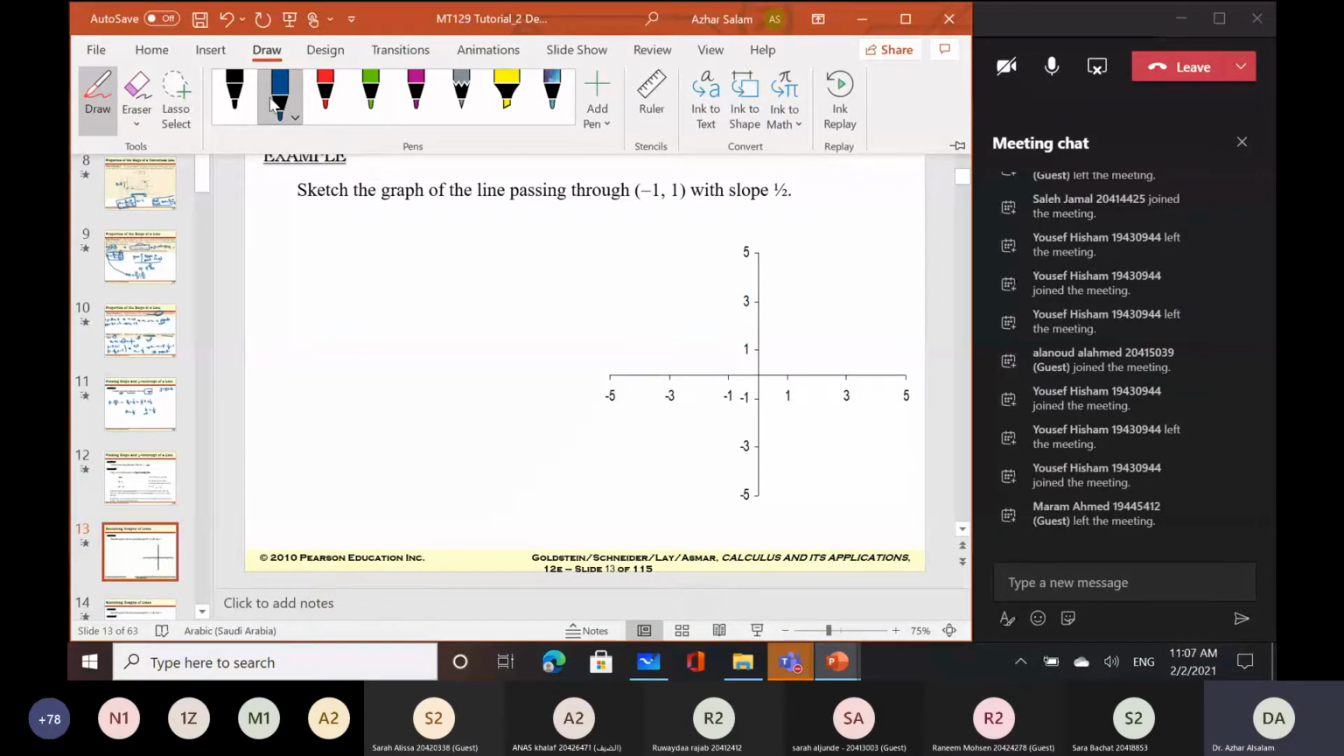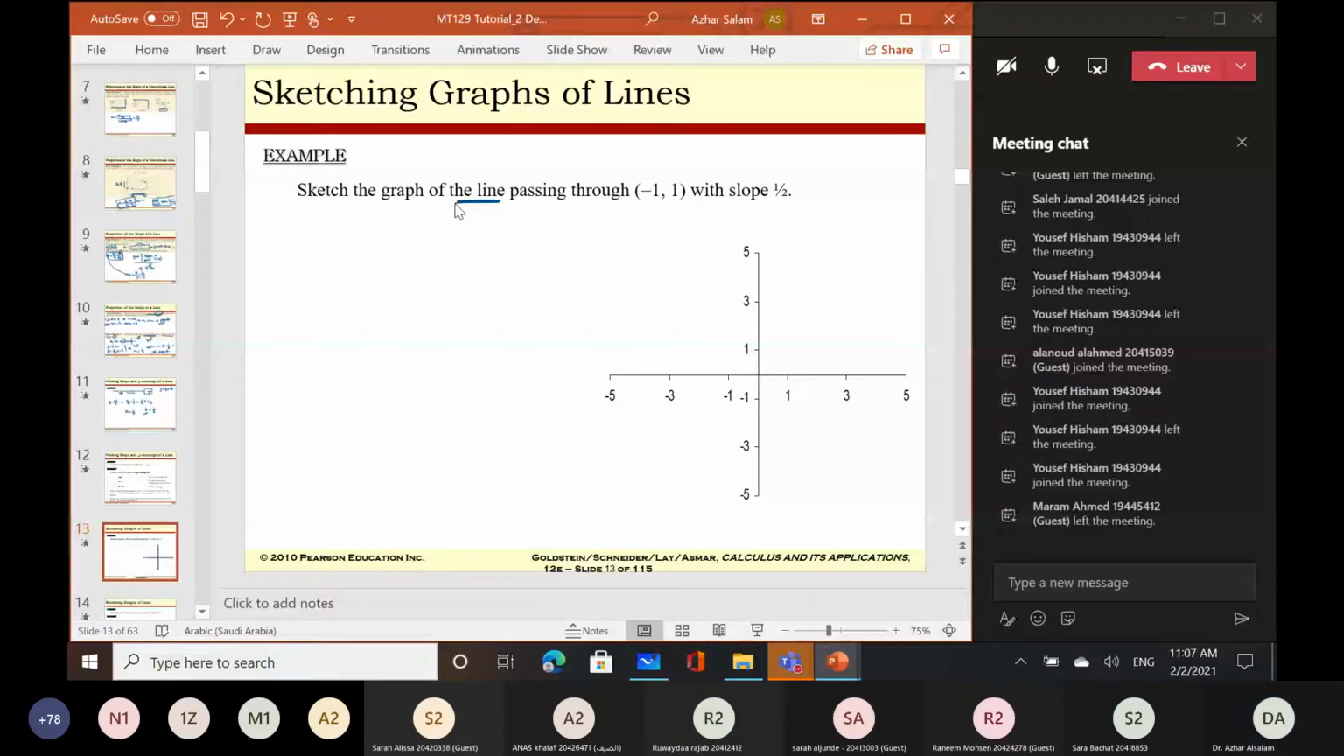Now for sketching the graph. Okay, we sketched actually a graph previously in the beginning of the definitions. Sketch a graph of the line. I don't have an equation of the line. I only have a point, minus 1 and 1, and a slope. Okay. To draw any line, I need 2 points. Okay. So first, I need 2 points. Okay. The first one is given, which is minus 1 and 1. Okay. This is the first one.